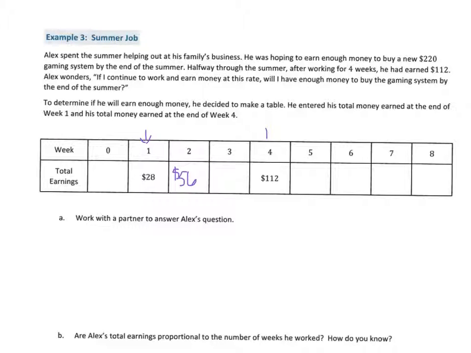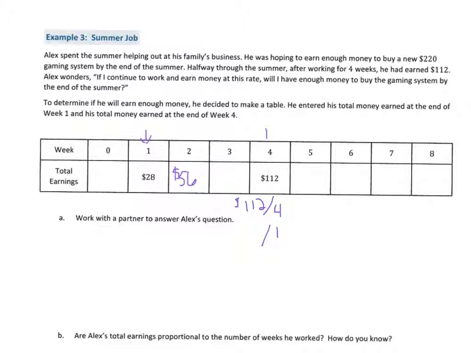Where do you think these two ordered pairs came from, 1, 28 and 4, 112? Well, the two pairs of data probably came from, or they did for sure come from, the data point. This is how much he had after 4 weeks. This is how much he had after 1 week. So we can hopefully fill out the rest of the table from that. So I'm going to check to see if what we know so far is proportional. So if he made $112 in 4 weeks, how much did he make in 1 week?